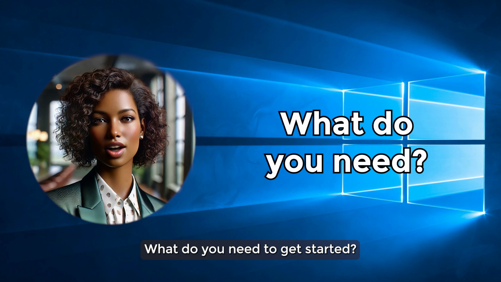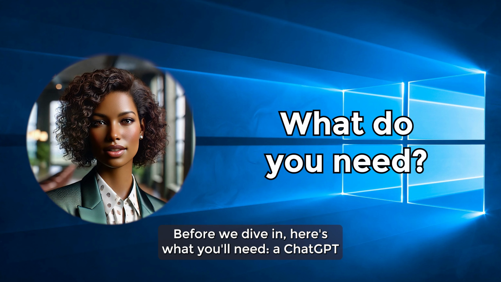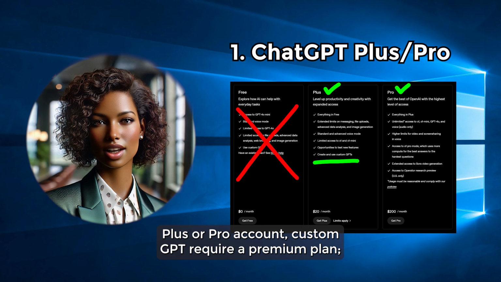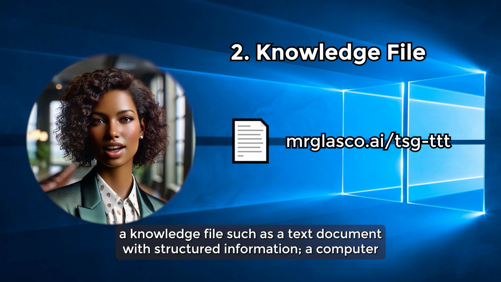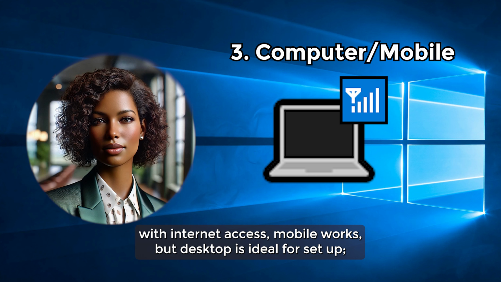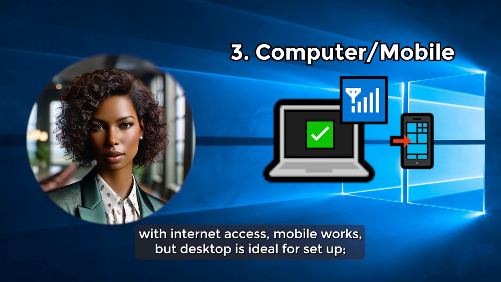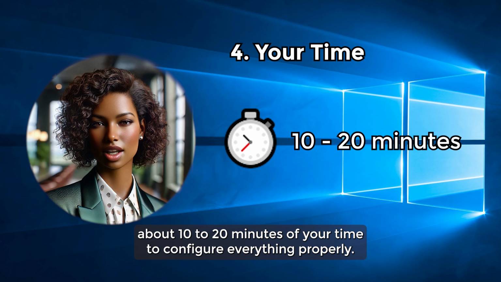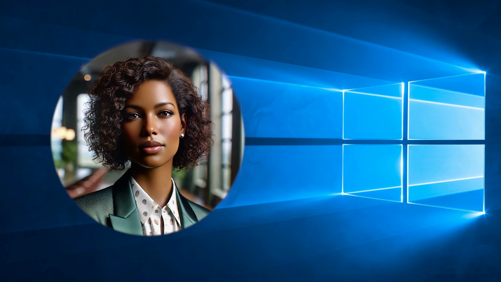What do you need to get started? Before we dive in, here's what you'll need: a ChatGPT Plus or Pro account. Custom GPTs require a premium plan. A knowledge file, such as a text document with structured information. A computer with internet access. Mobile works, but desktop is ideal for setup. About 10 to 20 minutes of your time to configure everything properly.